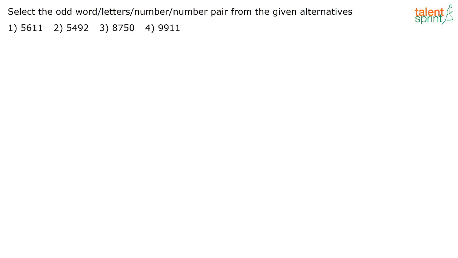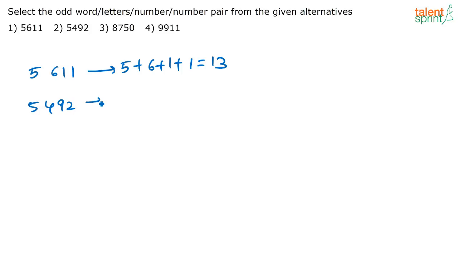Okay, sum is 20. Okay, let me solve it. See, if you look at 5, 6, 1, 1. Now, if you add these, 5 plus 6 plus 1 plus 1, what do you get? You get 13, correct? I'm just adding the digits in the number. Similarly, 5, 4, 9, 2: 5 plus 4 plus 9 plus 2. When you add it, you get 20.